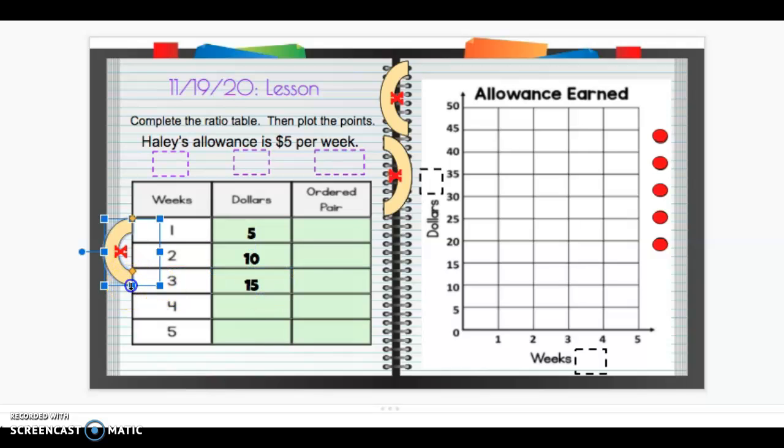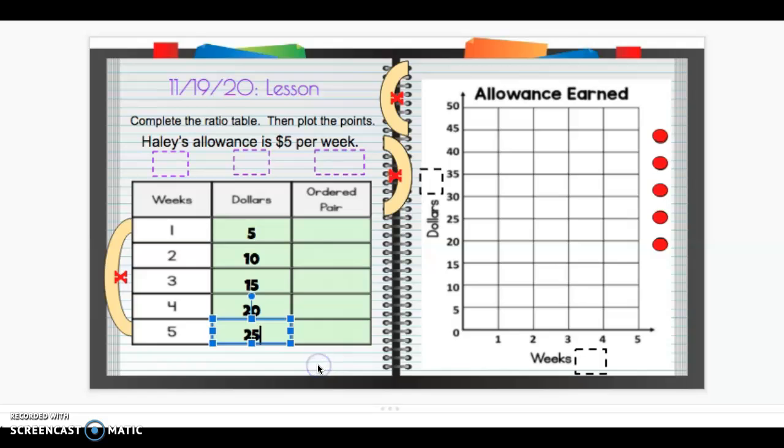Then you have to say, okay, what did they do to 1 to get to 4? 1 times 4. So 5 times 4 is 20. Then you got to ask yourself, what did they do to 1 to get to 5? 1 times 5. So 5 times 5 is 25.